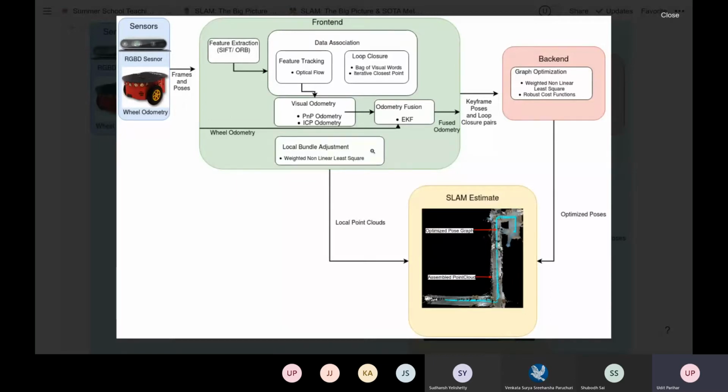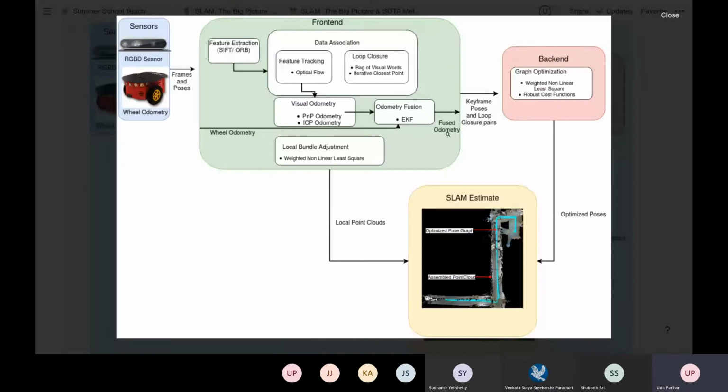So you can do local bundle adjustment around your current keyframe to get a better estimate of your current keyframe. So that is called local bundle adjustment. So now after all these algorithms, you get a very good estimate of odometry.